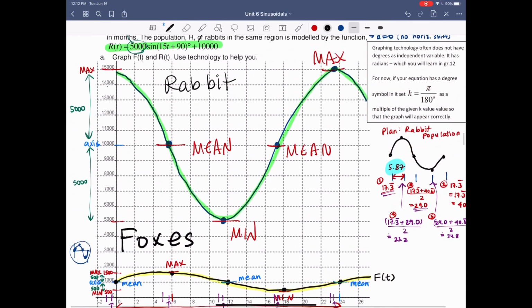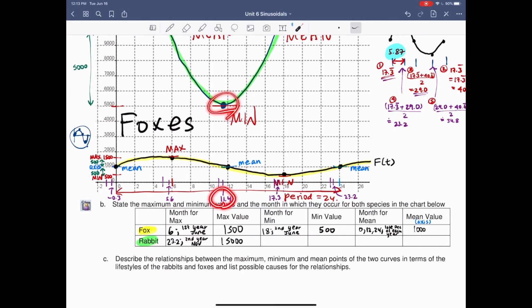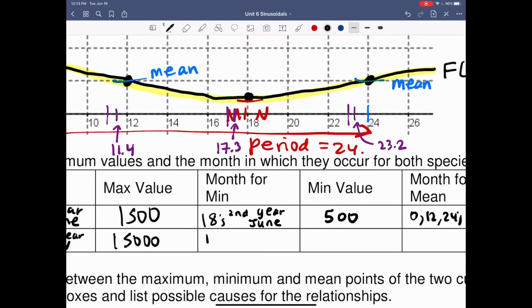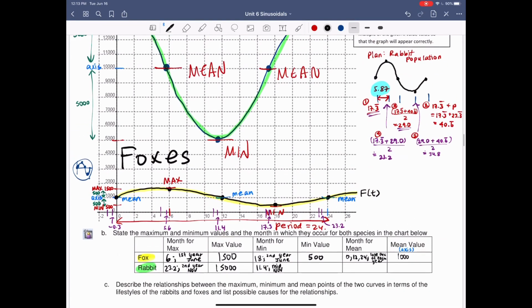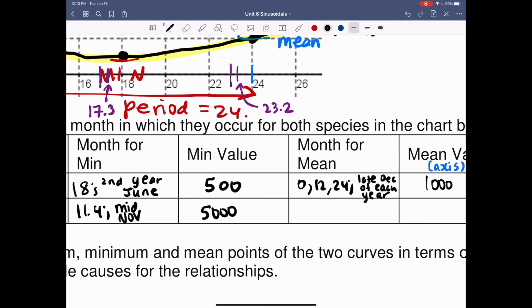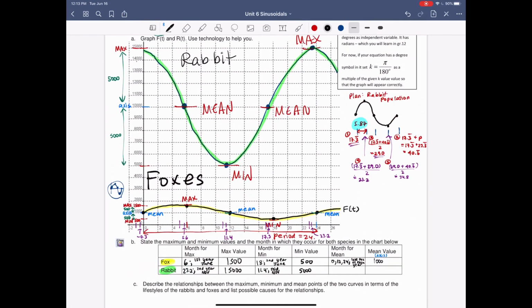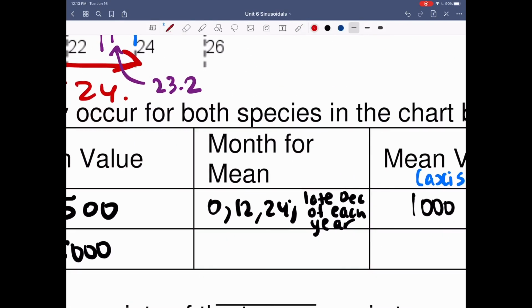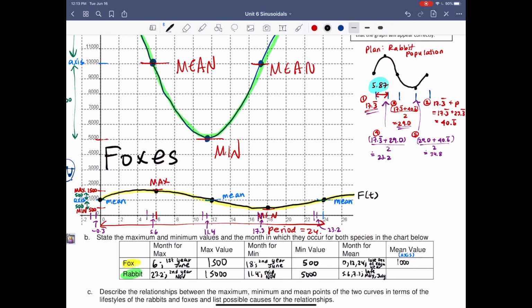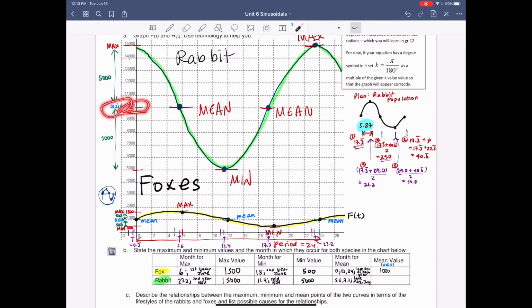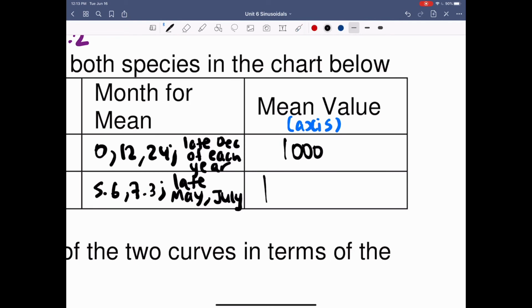So month for minimum, this is occurring once right here, and it is occurring at 11.4. So we're going to put 11.4, which is approximately mid-November. And the minimum value is 5,000. Month for mean: the month for mean is right here and here. The values are occurring at 5.6 and 17.3. So what that means is you have about late May and July. Lastly, the mean value is the axis value, and it's at 10,000.